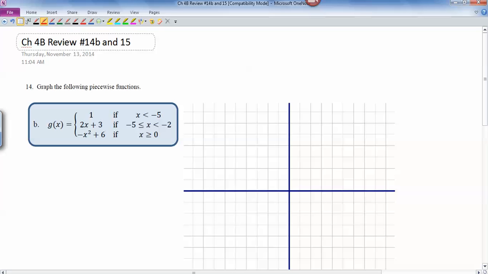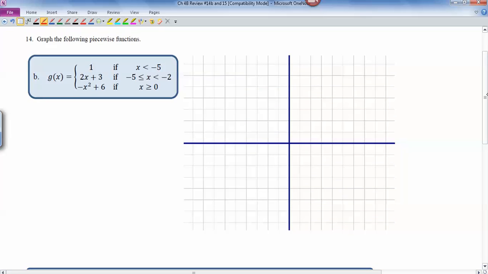Okay, so this video is going to be for Chapter 4B, review number 14B, and 15, which is related to 14B. And this one is graphing a piecewise function and then answering some questions about a piecewise function. So we've got g of x here, and it's divvied up into three chunks. And so I'm going to divvy my graph up into three chunks.